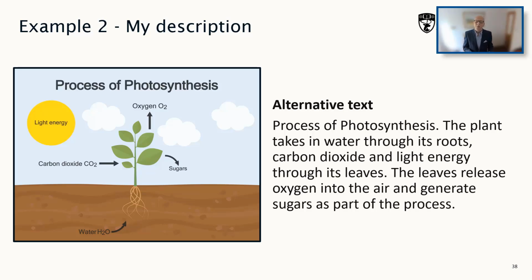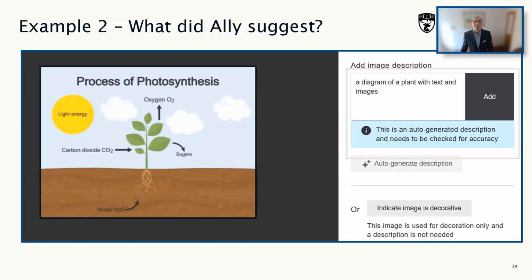My description is process of photosynthesis. The plant takes in water through its roots, carbon dioxide and light energy through its leaves. The leaves release oxygen into the air and generate sugars as part of the process. In this way, I believe I've covered the essential information in this diagram without getting into the nitty-gritty of describing labels and arrows or colours.